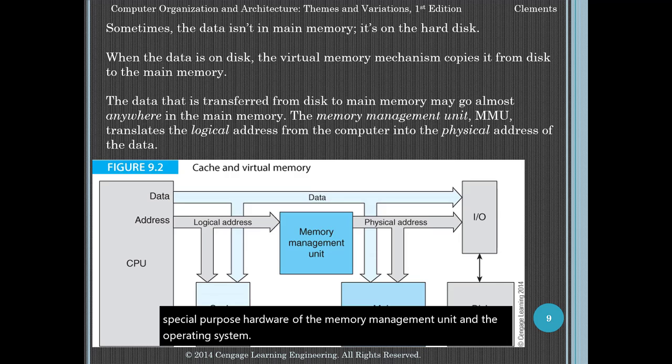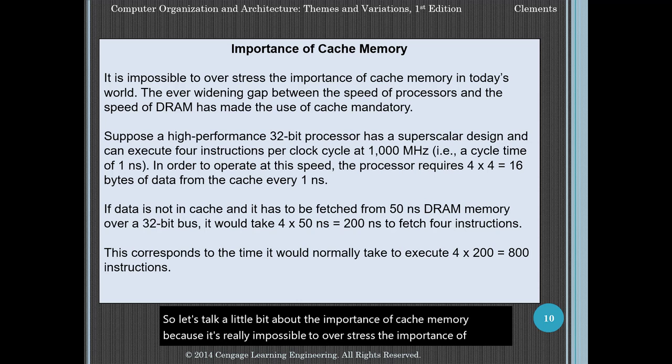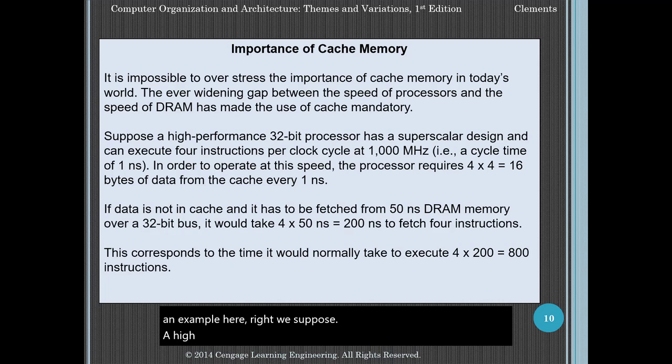So let's talk a little bit about the importance of cache memory, because it's really impossible to overstress the importance of cache memory in today's world. We have this ever-widening gap between the speed of processors and the speed of DRAM, and making use of cache is basically mandatory in order to bridge that gap and help computers continue to feel fast. So there's an example here, right? We suppose a high-performance 32-bit processor.